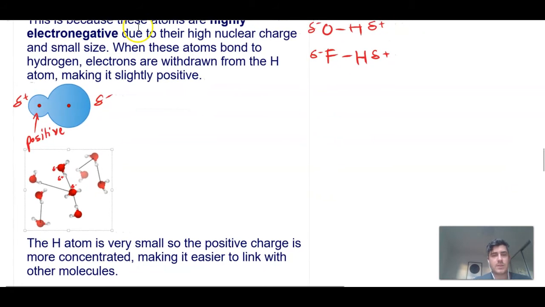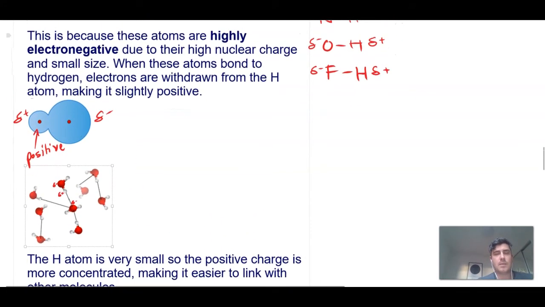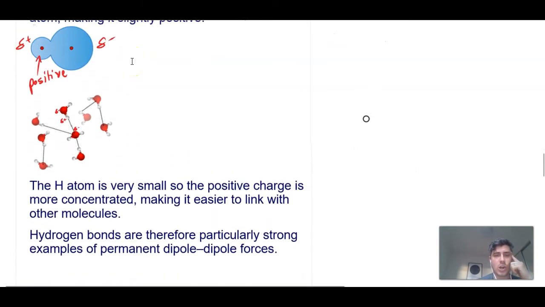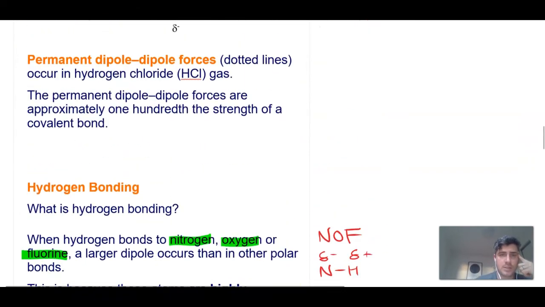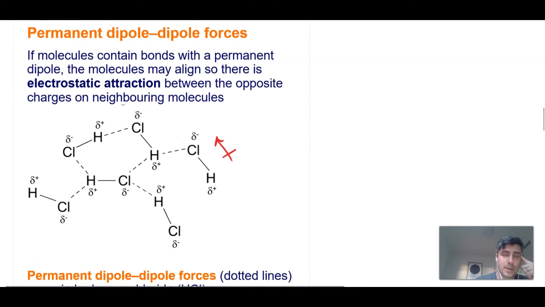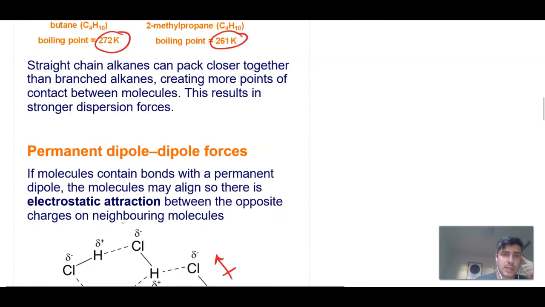Now, in terms of size, this is about 1/10 the strength of a covalent bond. So it's still not very strong, but it's stronger than the other two. The dipole is about 1/100th of a covalent bond, and dispersion is much less than that again.